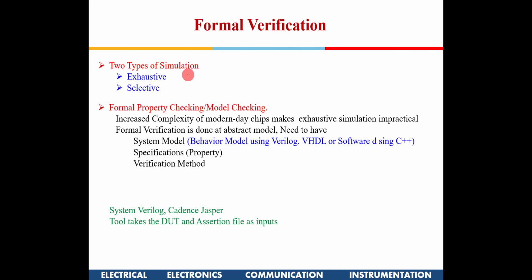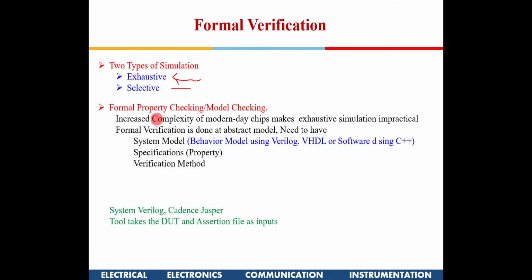Now there are two types of simulations. One is known as exhaustive, and then one is selective. Obviously exhaustive checking is not possible at the system level, but when you have a project, small modules may be designed by individual groups. For that particular module you might want to do 100% verification, exhaustive checking, but at system level we can't do that.